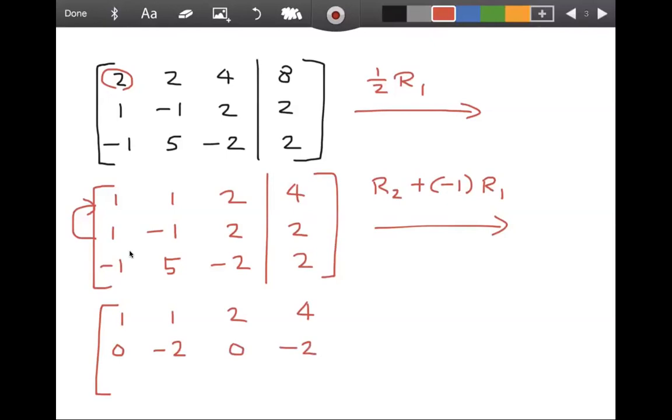And then I'm going to change row 3 by just adding to it row 1. I mentioned to you once in the last section, I love when I'm trying to get rid of a -1 because usually it just means adding it to the pivot row. So now we're doing this plus this. -1 plus 1 is 0. 5 plus 1 is 6. -2 plus 2 is 0. 2 plus 4 is 6. All right, so we've done what we needed to do with the first column. So now we'll continue with the second column.